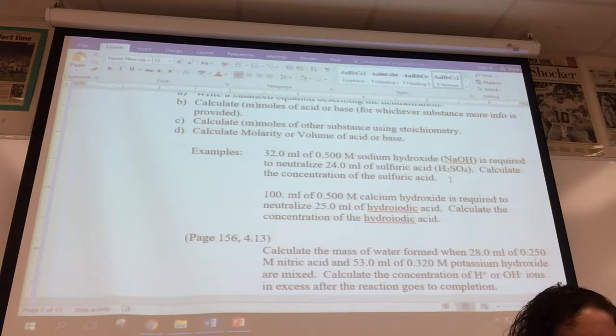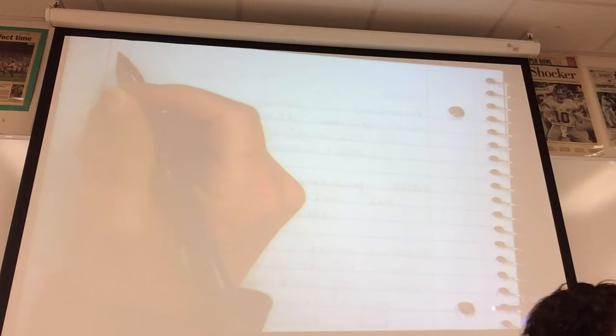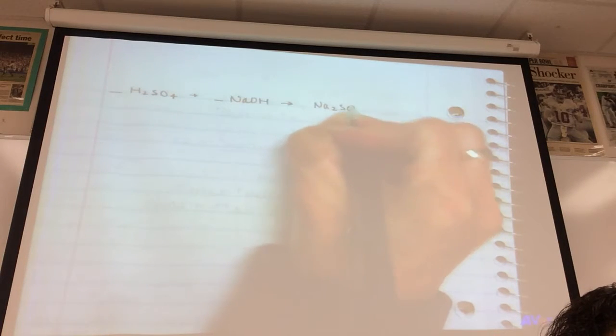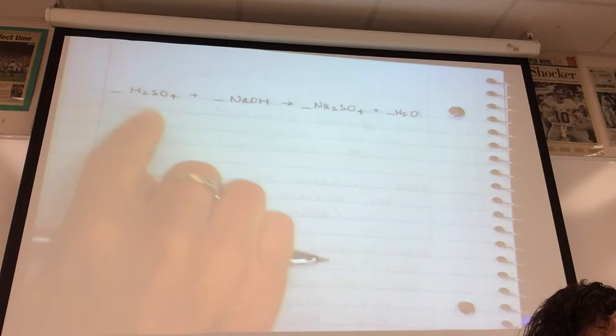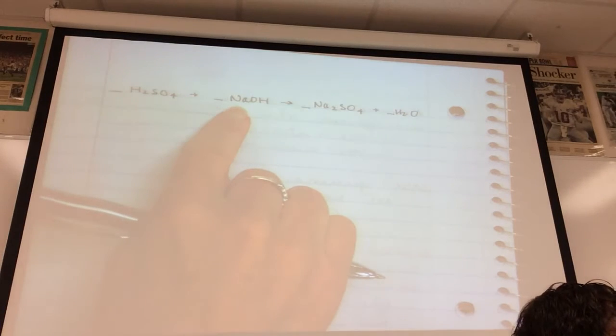My approach here is always to get the information out of the problem, first in the form of an equation, and then with the quantities provided. In this problem, and I always write the acid first, it's the way I was trained, you're going to have sulfuric acid reacting with sodium hydroxide. An acid and a base react to form a salt and water. That's a double replacement reaction, an acid-base reaction of an Arrhenius acid and an Arrhenius base.